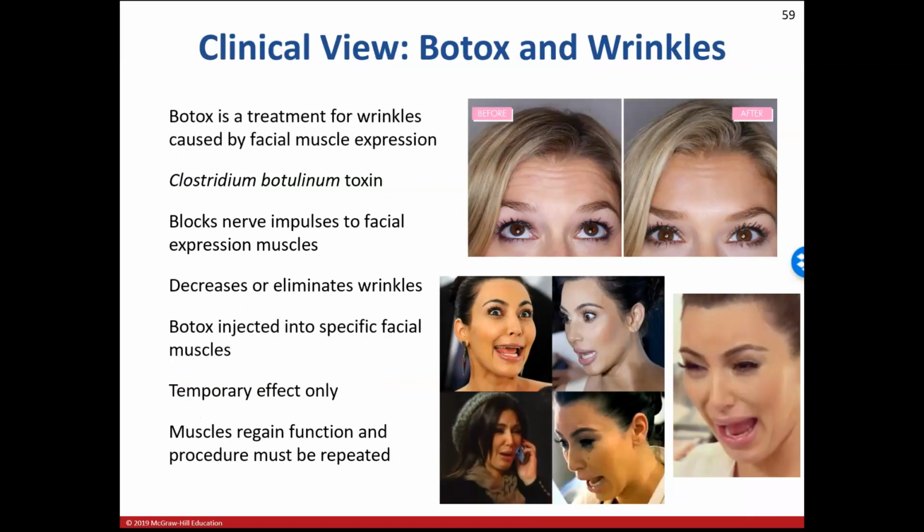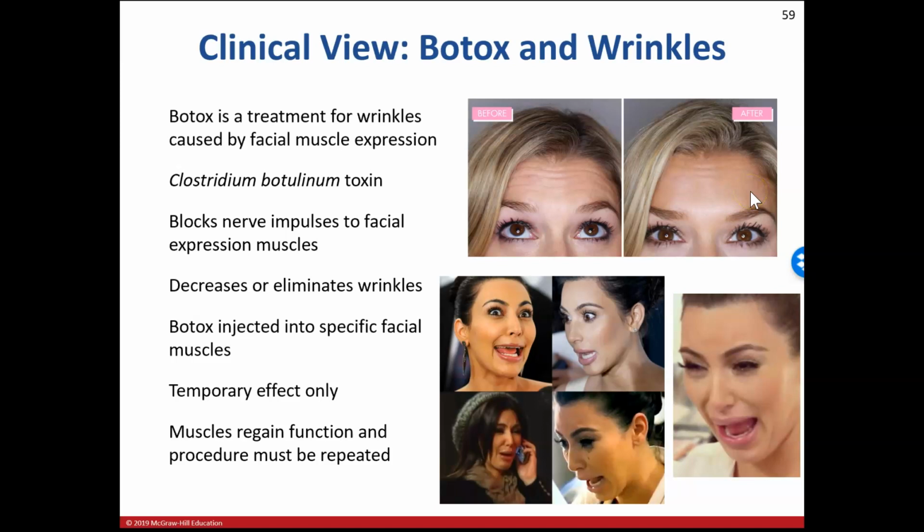Now let's do a little clinical view on Botox and wrinkles. Botox is a treatment for wrinkles that is caused by facial muscle expression, and the toxin that is injected into the muscle is going to be Clostridium botulinum. That is going to be a toxin that will block the nerve impulses to our facial muscles. And what it does will decrease and eliminate the wrinkles that can take place within our facial expressions.